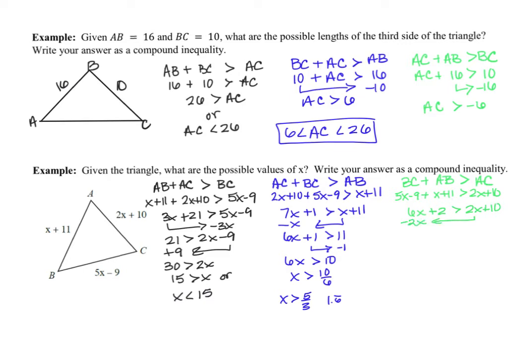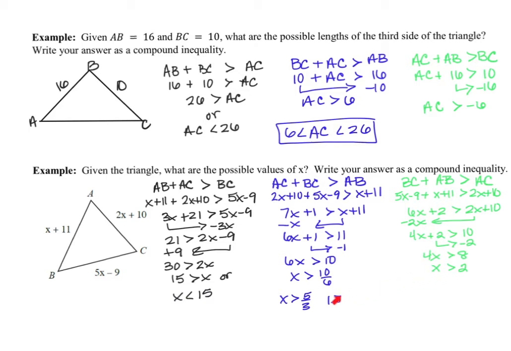Subtract the 2x, and that will give you 4x plus 2 is greater than 10. Then subtract the 2. That will give you 4x is greater than 8, with an answer of x being greater than 2. So now we just have to take a look at our answers and figure out which ones make sense. So x has to be less than 15, but this says x has to be greater than 1.666, but also x has to be greater than 2.